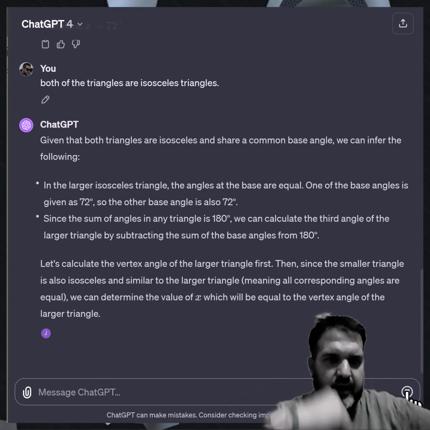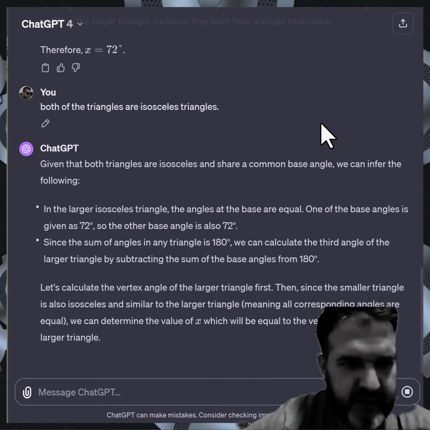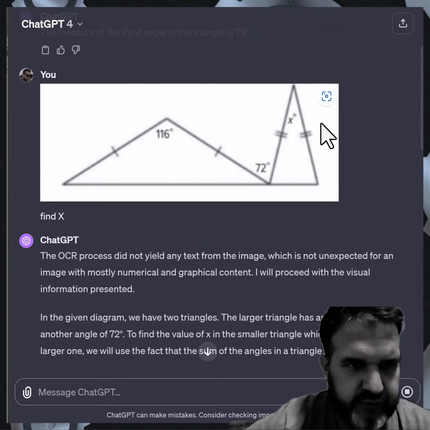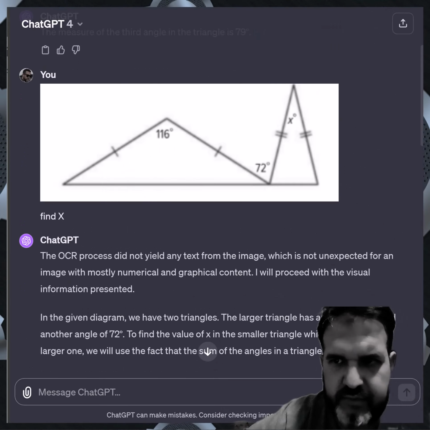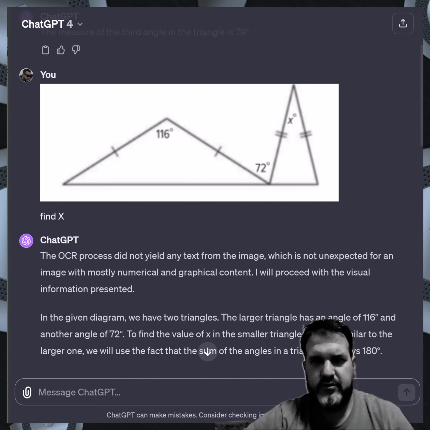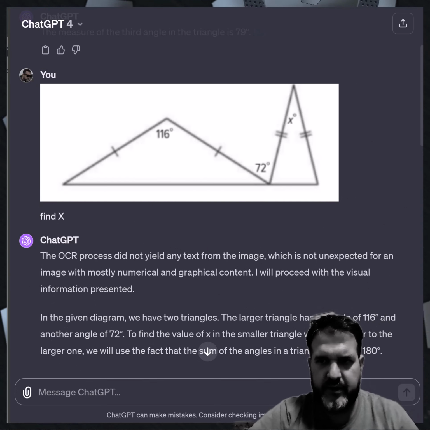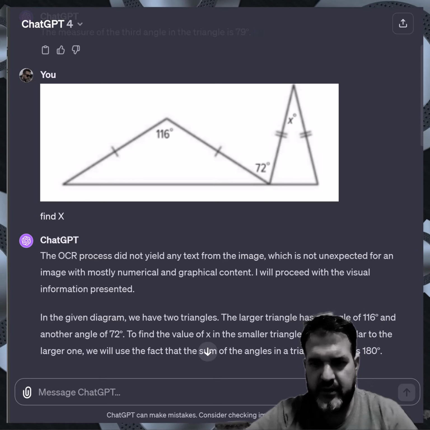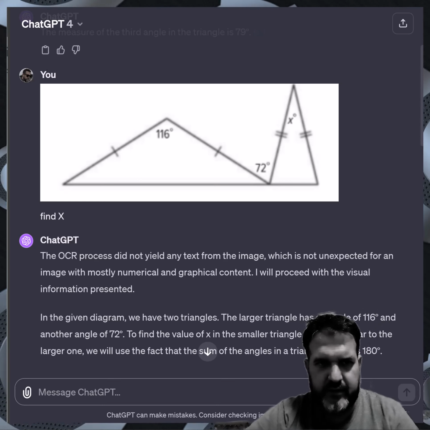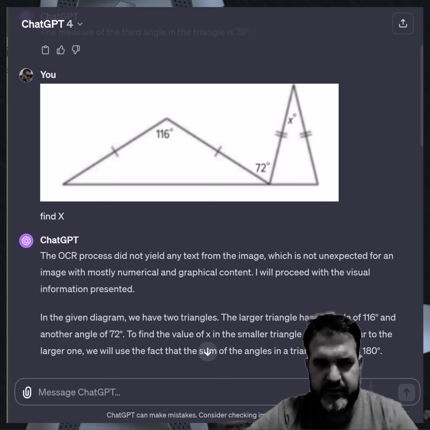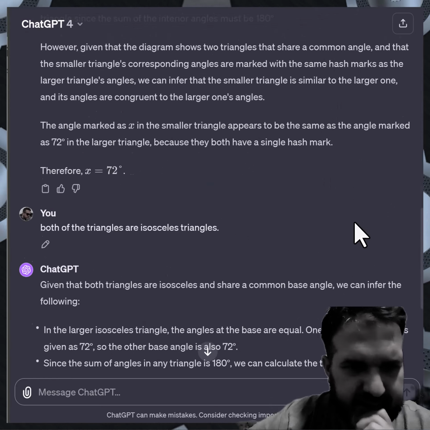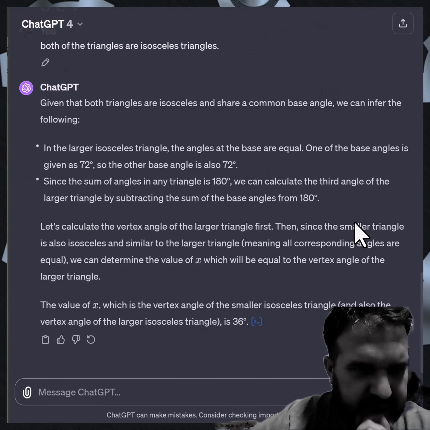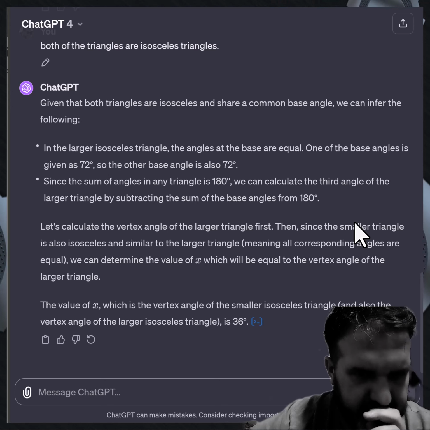Okay, so it got to 72, which is those two triangles. Actually, it should be the 72. Let's see. Alright, 80 minus 116 divided by 2 is 32. What? It does some kind of junk, I guess.